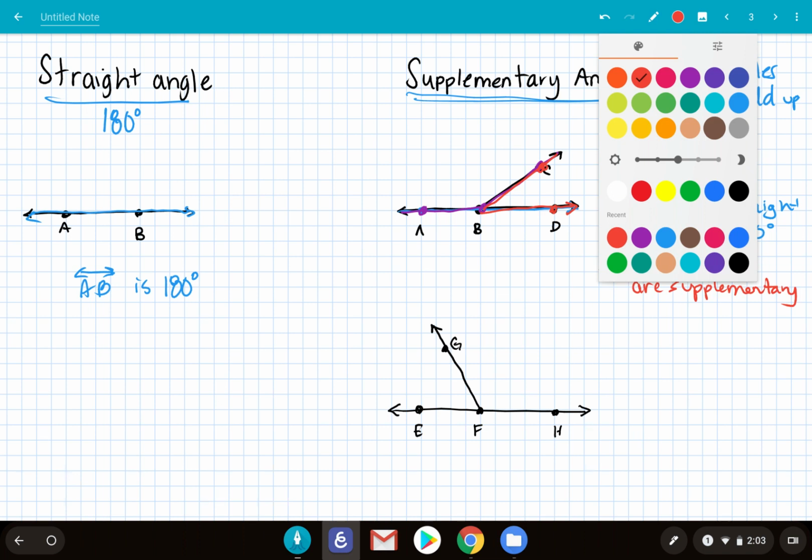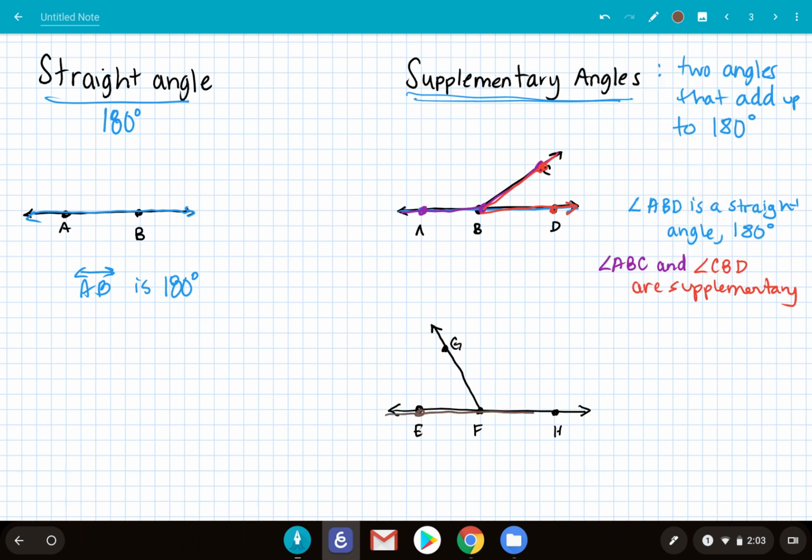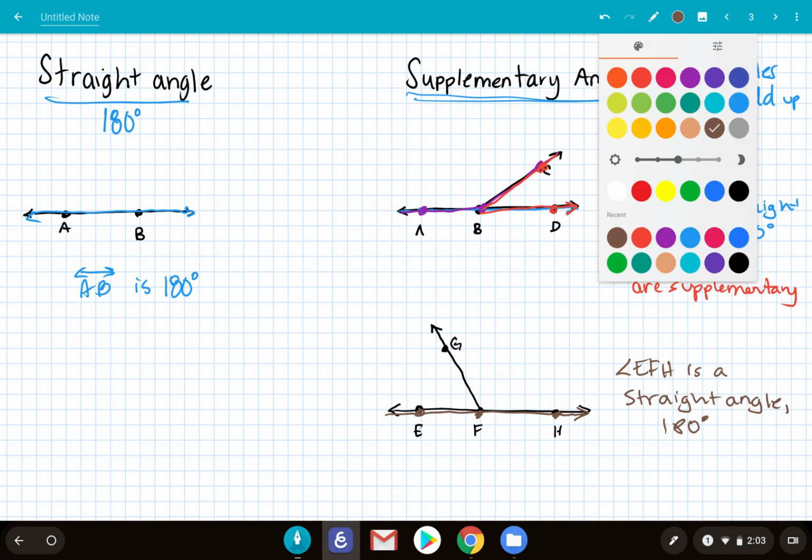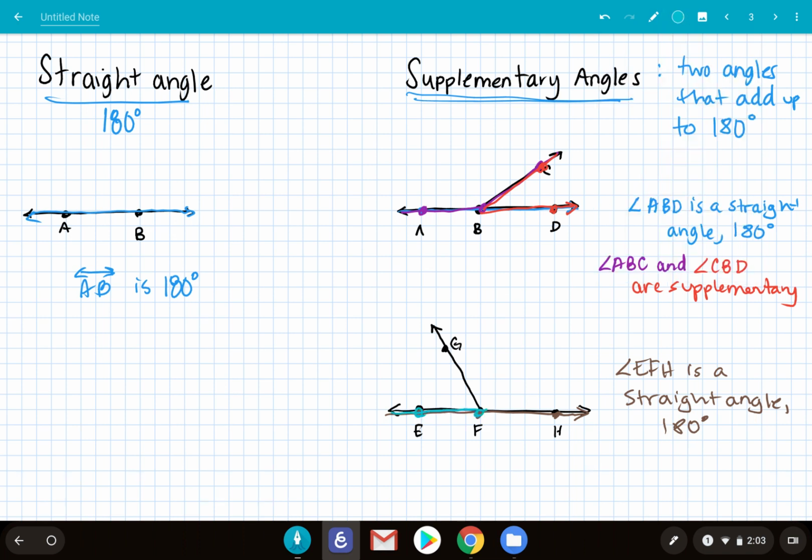And then this last example, we have this angle EFH right here is a straight line. So it's a straight angle. It's 180 degrees. And I can see that these two smaller angles, EFG and GFH, they add up to 180. So they are supplementary.